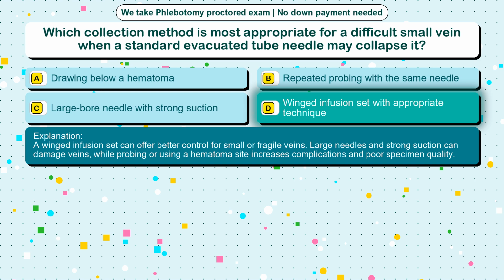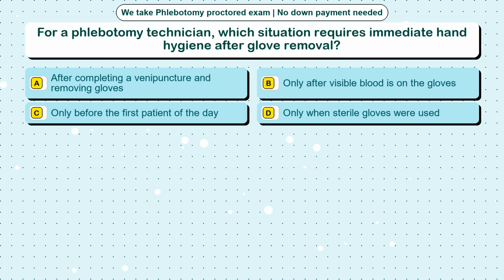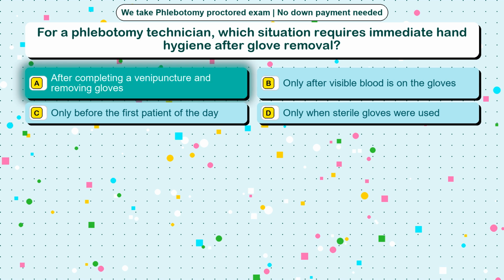Question 22. For a phlebotomy technician, which situation requires immediate hand hygiene after glove removal? Option A. After completing a venipuncture and removing gloves. Option B. Only after visible blood is on the gloves. Option C. Only before the first patient of the day. Option D. Only when sterile gloves were used. The correct answer is option A.